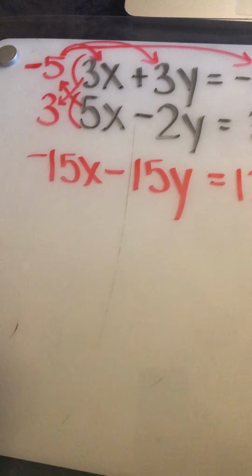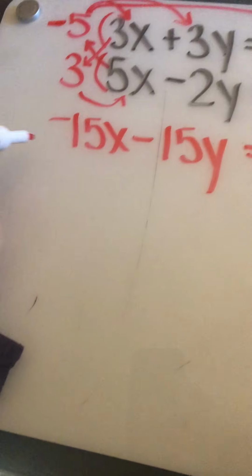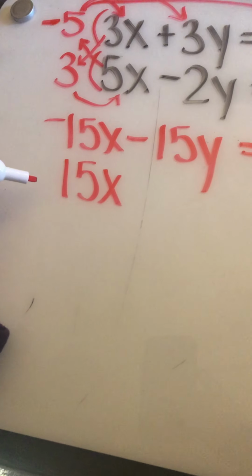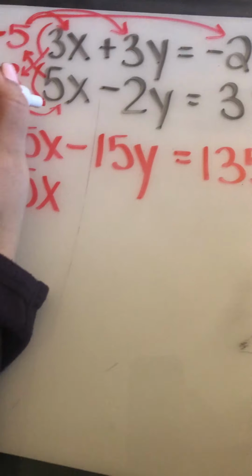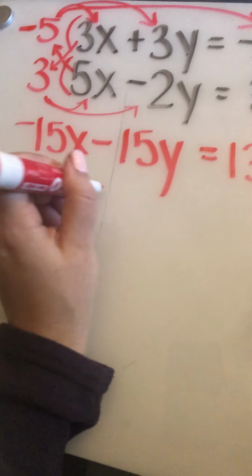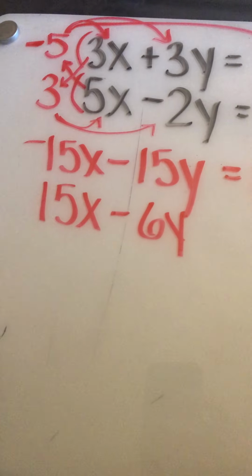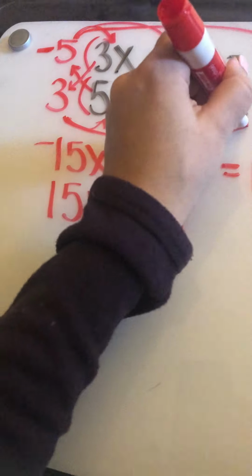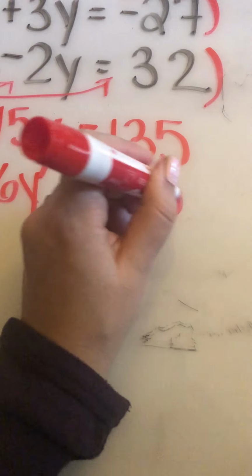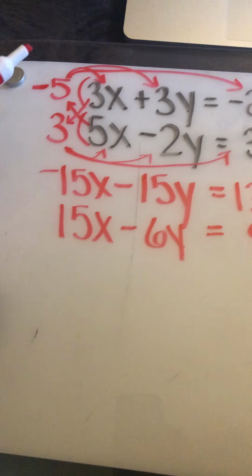And now I'm going to do the bottom equation. So 3 times 5x gives us 15x. And notice our x's are now opposites, right? 3 times negative 2y, positive and a negative, gives us a negative 6y. And then we have our last product, 3 times 32, and that's going to give us 96. Okay, so we multiplied both equations by a constant.